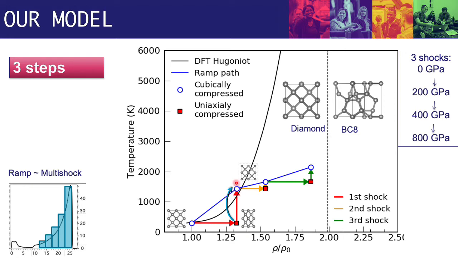Then this new state is used as an initial state for the next step, and the process is repeated until we reach 800 GPa. So you can see that the temperatures reached are actually much lower than the temperature along the Hugoniot, and this curve more or less resembles an isentrope. Let's keep in mind that we do not force any of these states to satisfy the shock-Hugoniot conditions, but they are just the result of this energy difference between the hydrostatically compressed state and the uniaxially compressed state.